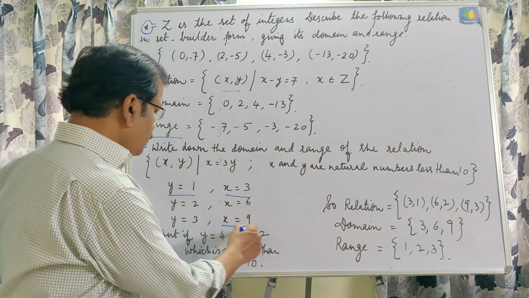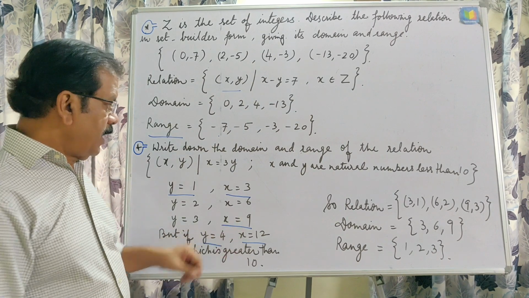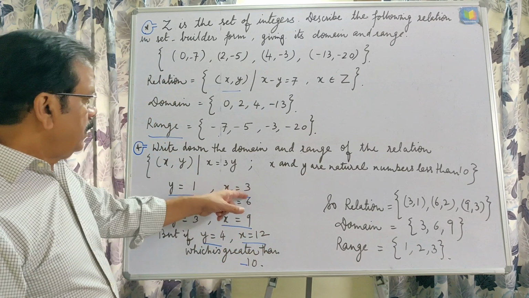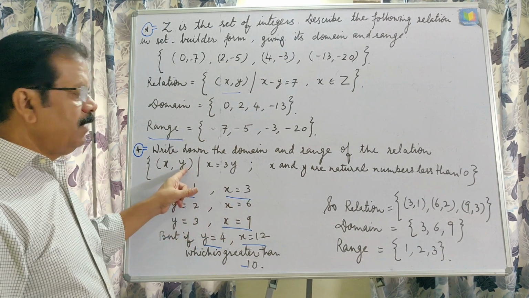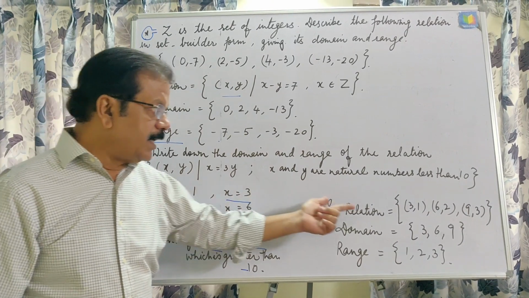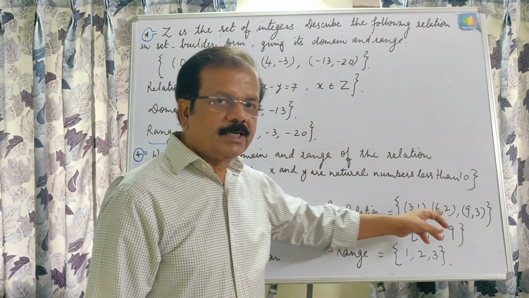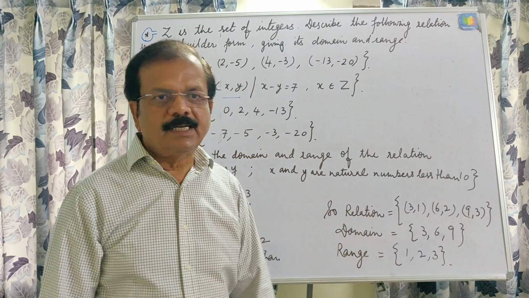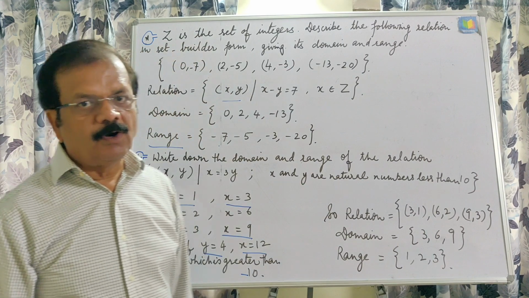Okay, and so after that the numbers are greater than 10, so the relation will be (3, 1), (6, 2), (9, 3). This is given in set builder form, and this way we are getting these ordered pairs, and obviously the domain will be the set of first elements, that is 3, 6, 9. Range will be the set of second elements, that is 1, 2, 3. This is all about this question.